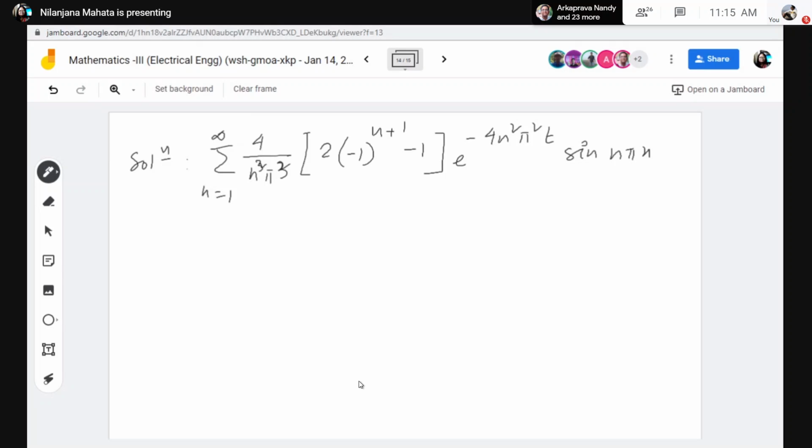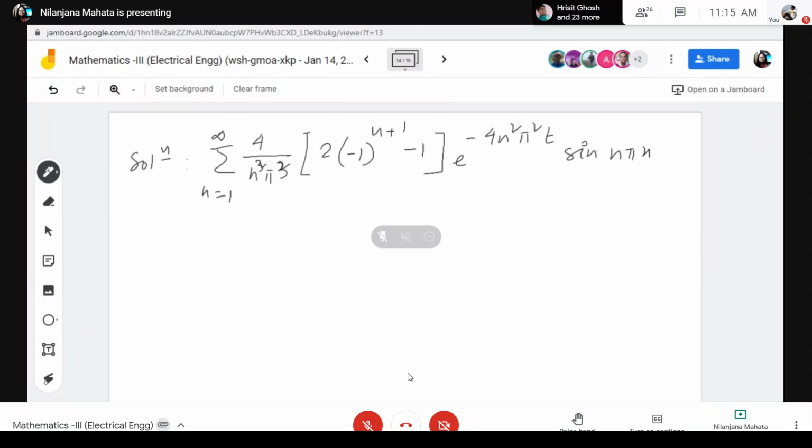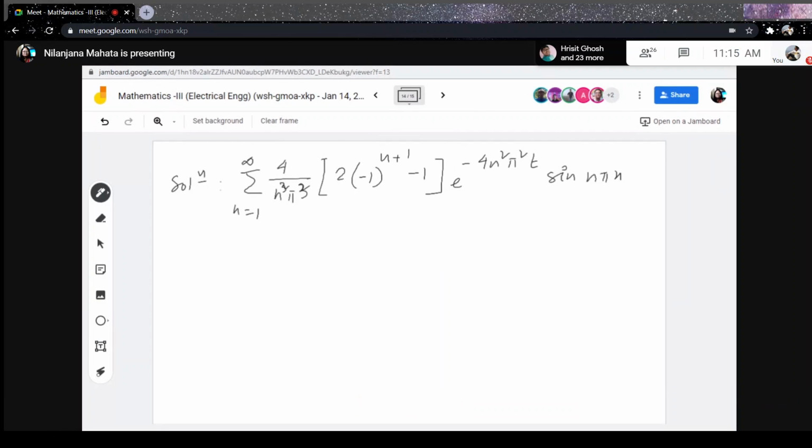Or should I continue with the wave equation or Laplace equation right now? Yes, tell me. Okay, let's finish it for today. Next class, this is the 14th, right? So that will be on the 21st. That will be the last class. Okay.